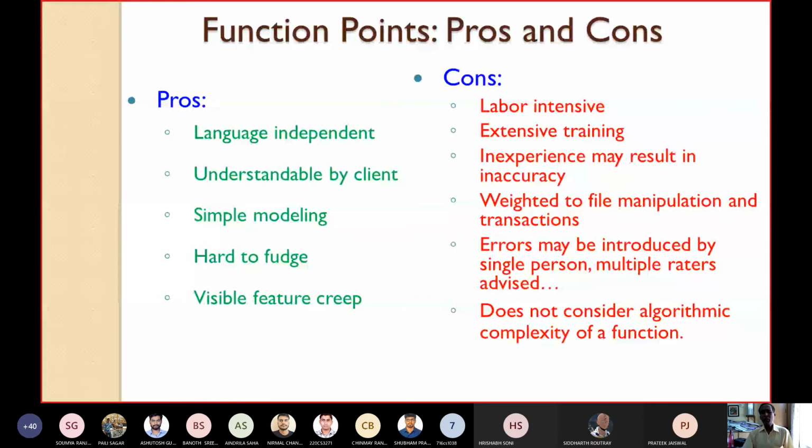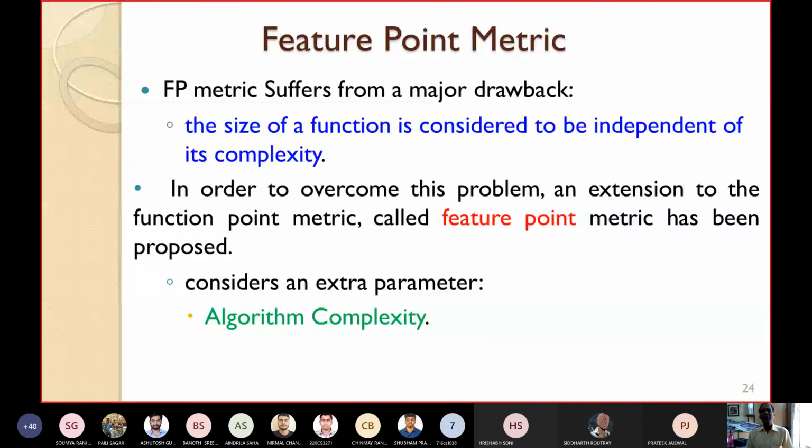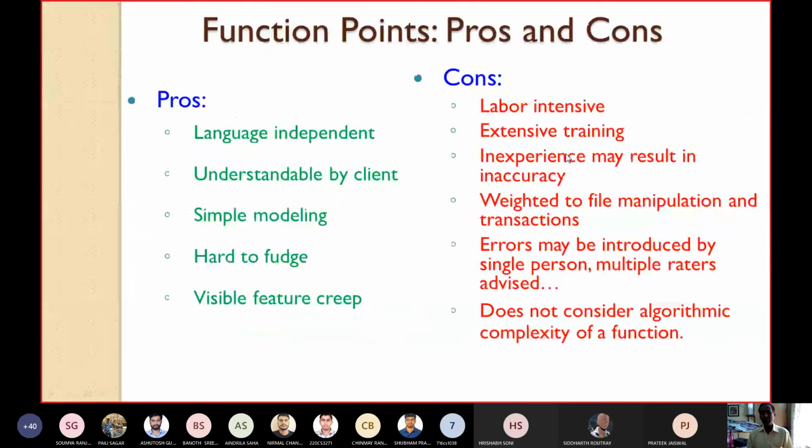Now I will tell one method where this last problem can be overcome. Since function points do not consider the algorithmic complexity of function, another metric is proposed which overcomes this. That means they take into account the algorithmic complexity of function during estimation. That metric is known as feature point metric. As I have already told you, the function point metrics suffer from a major drawback. That means the size of a function is considered to be independent of its complexity. They do not take into account the algorithmic complexity of a function. So this problem can be overcome by using a metric called feature point metric.